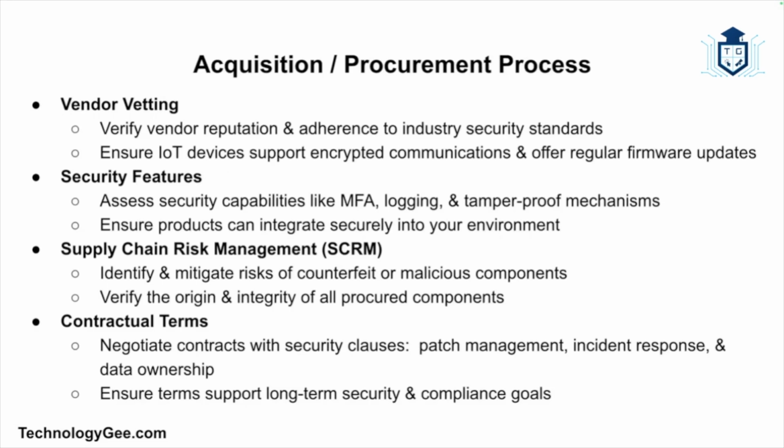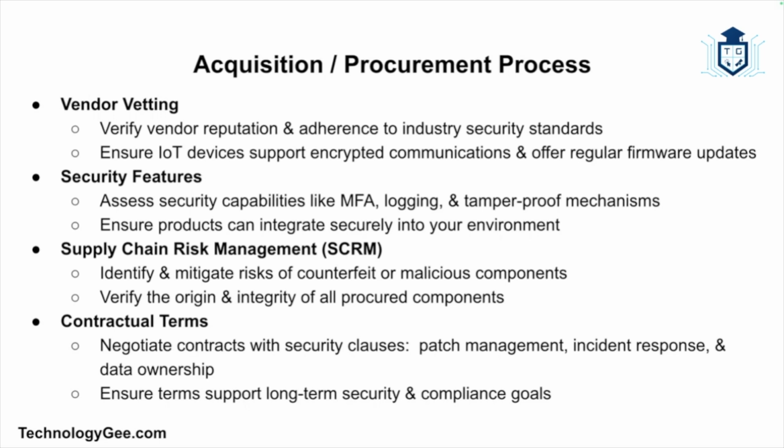So when you think about procurement, you might imagine shopping for hardware or software. But in cybersecurity, it's a little more nuanced. The acquisition phase sets the stage for everything that follows. So here are some of the key considerations. The first one is vendor vetting. Before buying hardware or software, you need to vet the vendor. Are they reputable? Do they follow industry security standards? For example, if you're purchasing IoT devices, you'll want to ensure they support encrypted communications and regular firmware updates.